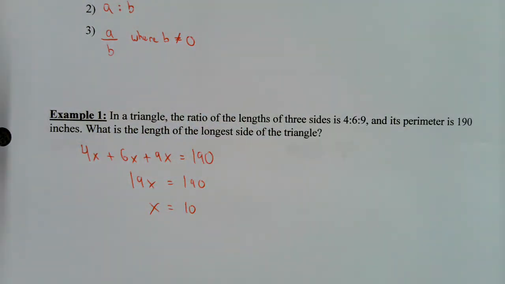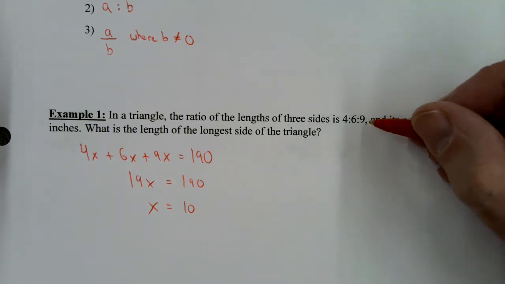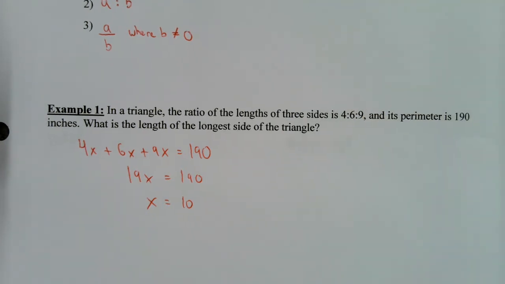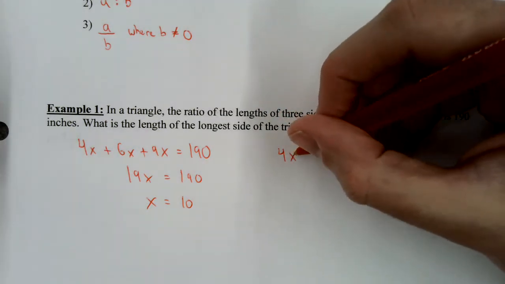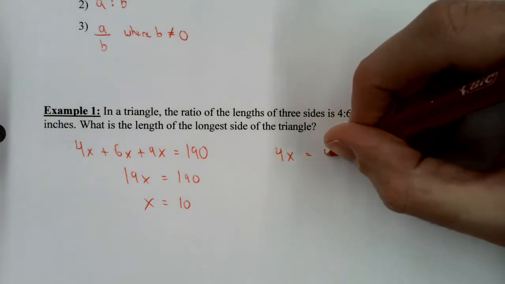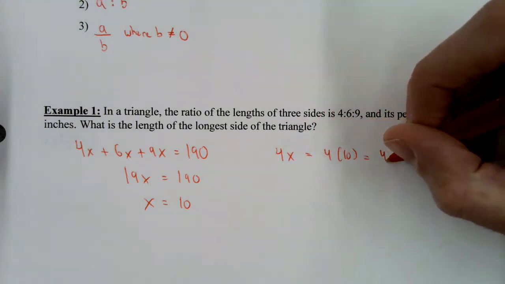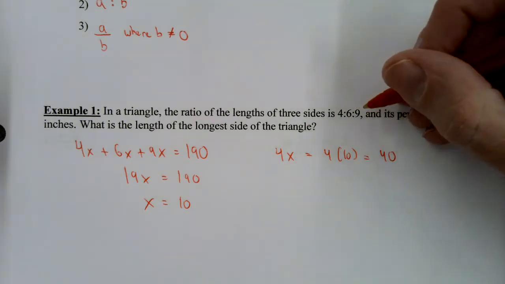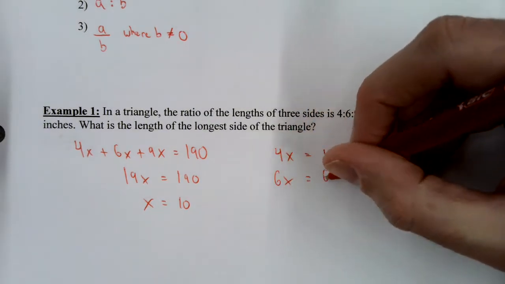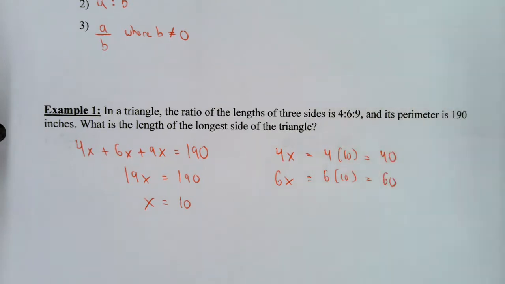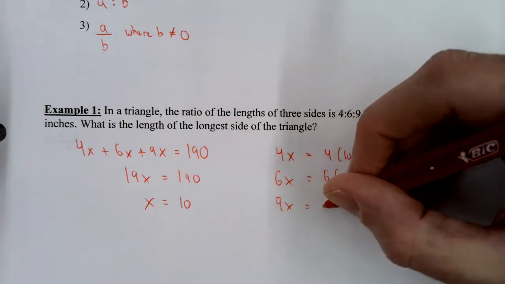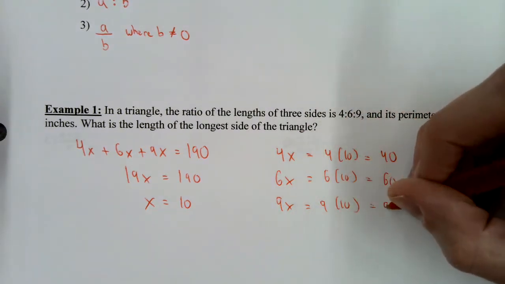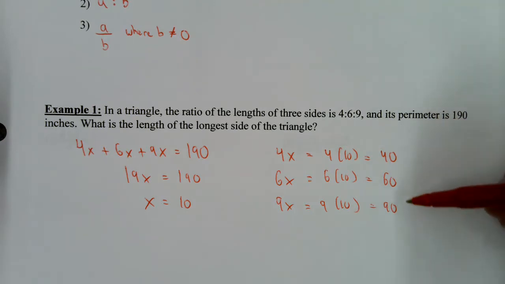I mean, the longest side is going to be the last one, so you can just do 9 times x. But let me go through each of them. For the first side, we have 4x. So that equals 4 times 10, which equals 40. My medium length side is 6x. So that equals 6 times 10, which equals 60. And my longest side is represented as 9x. So that equals 9 times 10, which equals 90. And you can see that when you add up these three, you do in fact get 190.